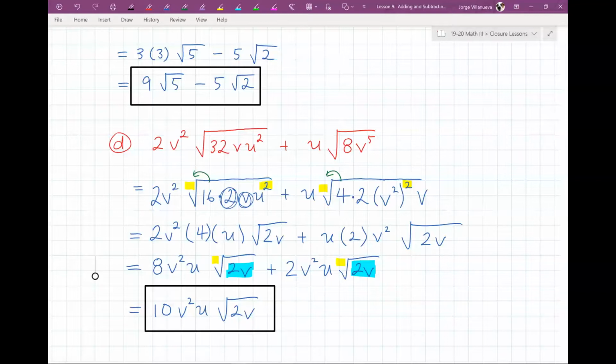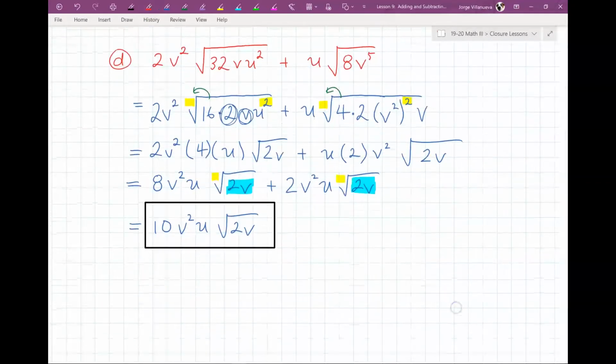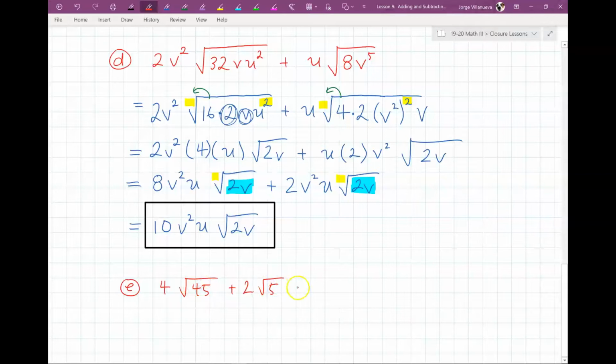Now this one's very complicated. You've got to take your time, bring things out slowly. Don't try doing everything all in one step. And like I said, that was probably the hardest problem. Now here's E, which I don't think is a difficult problem, but it kind of looks like it's going to be because it's a longer problem, but not too difficult. So here we go.